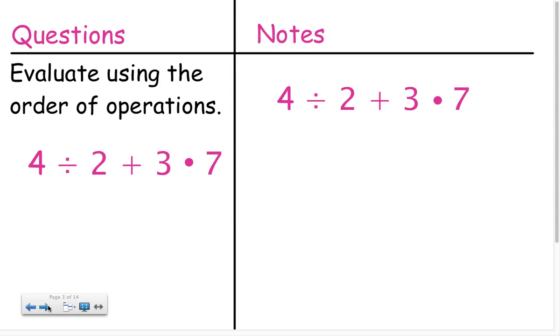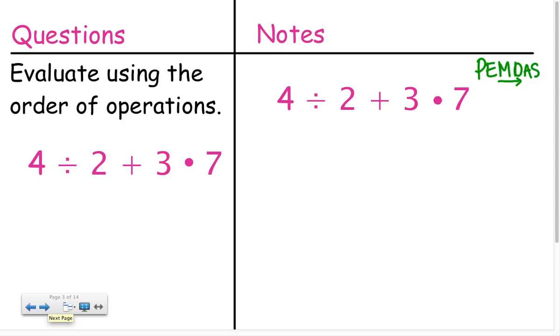Evaluate using the order of operations. 4 divided by 2 plus 3 times 7. So I'm going to take PEMDAS to help me figure out what I should do first. I'll look at my problem and I'll see that I don't have any parentheses and I also don't have any exponents. So then that means I have to multiply and divide from left to right. So I start at the left of my problem. I have a dividing, so I stop and do that first.